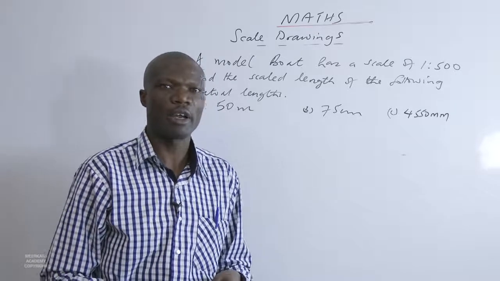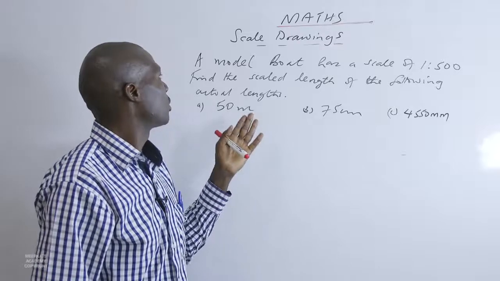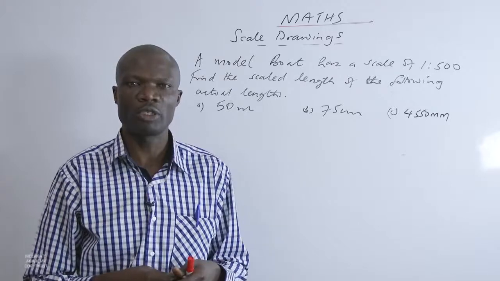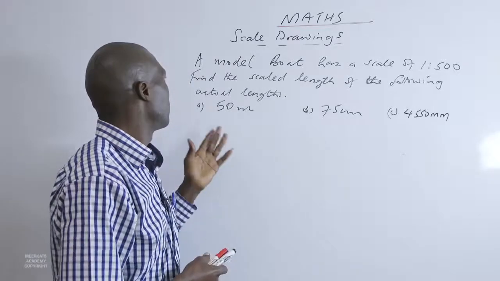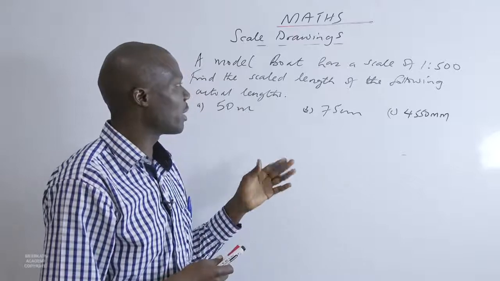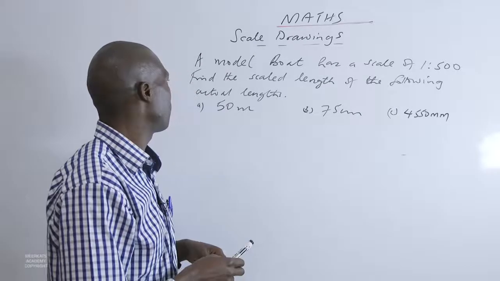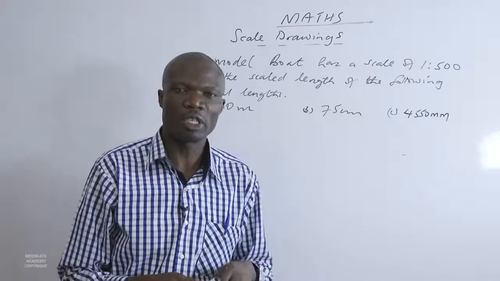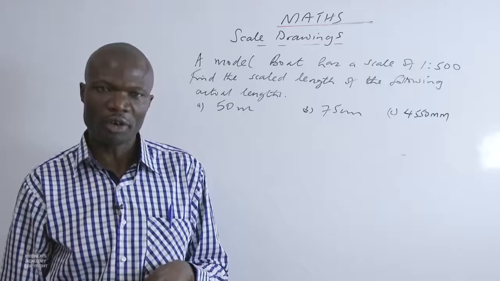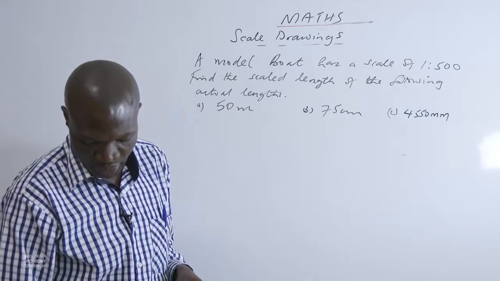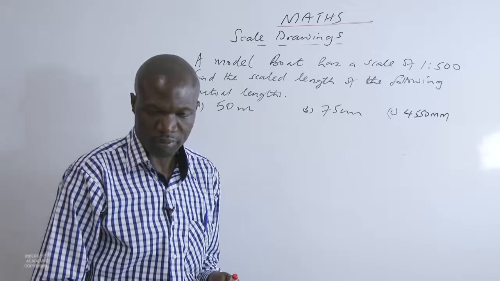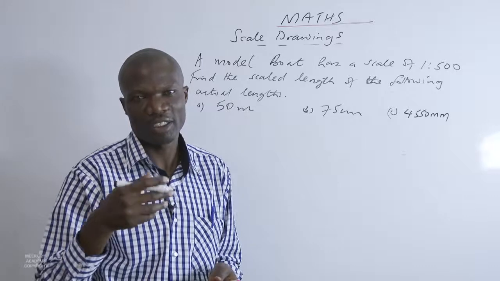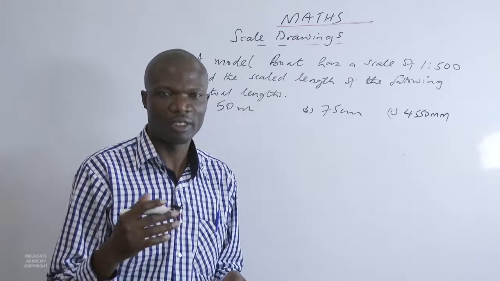So here we are being asked to look at the model of a boat which has a scale of 1 to 500 and find the scaled length of the following. The first actual length is 50 meters, then 75 centimeters, and then 4,450 millimeters. So the question is asking us to find the scaled distance.